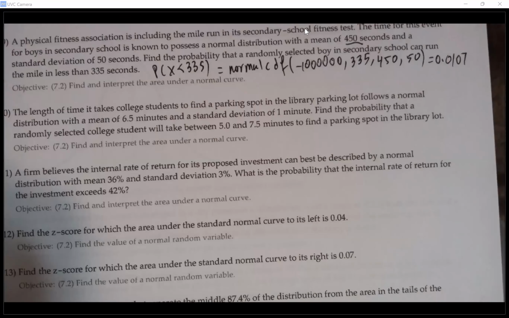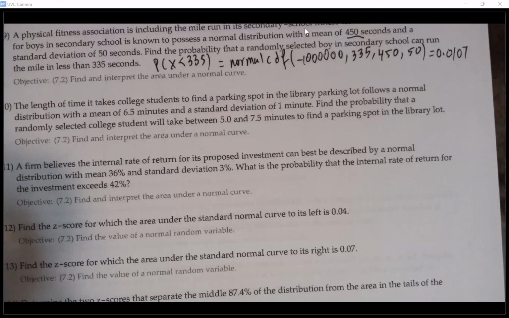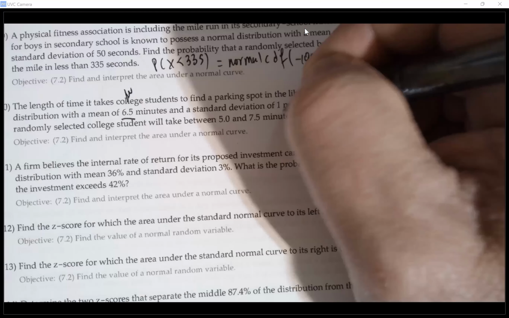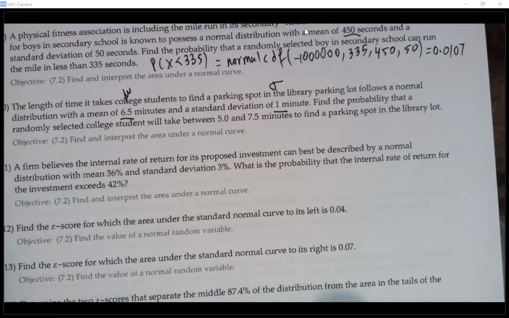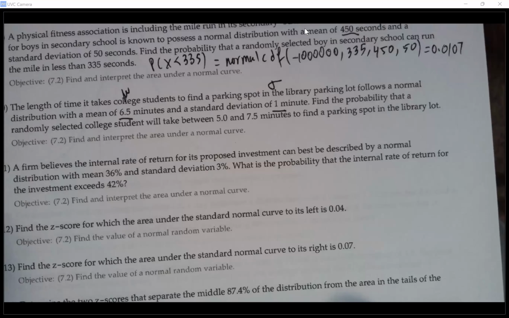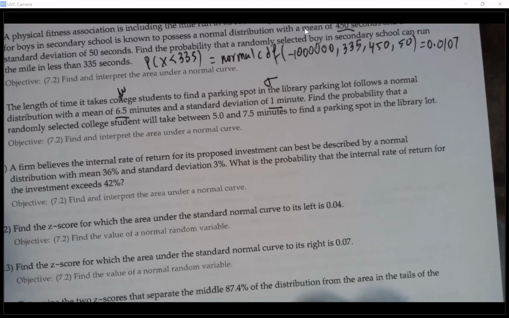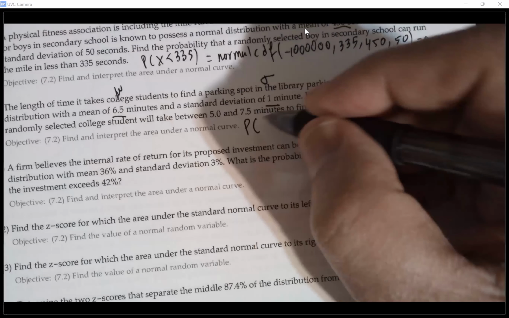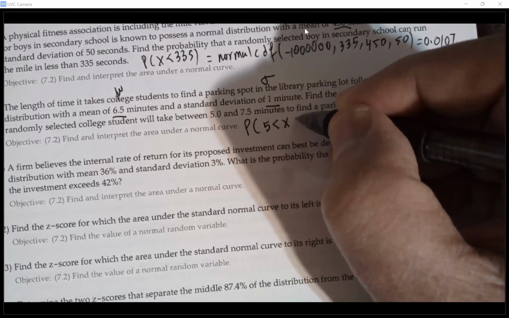The length of time it takes college students to find a parking spot in the library parking lot follows a normal distribution with a mean of 6.5, and a standard deviation of 1 minute, that's sigma. Find the probability the randomly selected college student will take between 5 and 7.5 minutes. That should be an easy question because it's in between. You already have the lower and the upper bound.